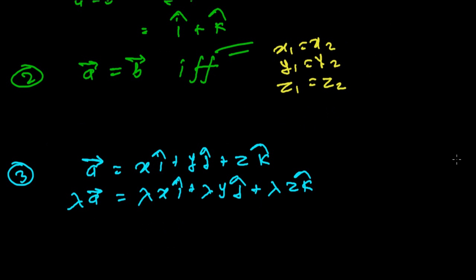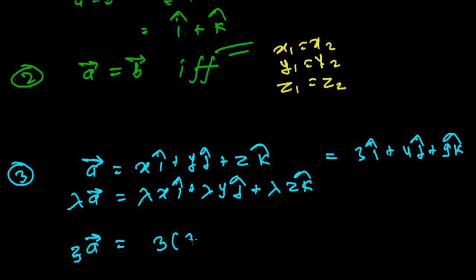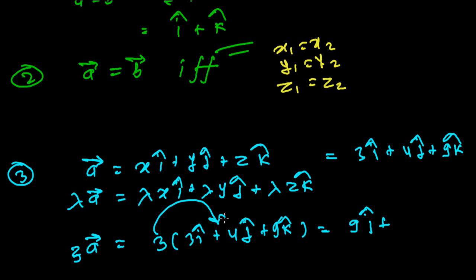In a similar way, if I have a vector, let's say vector a equals 3i cap, 4j cap, and 9k cap, and if I want to multiply it by, let's say, 3, so 3a, then that time it will be 3 times 3i cap, 4j cap, 9k cap. It means it's going to be 9i cap plus 3 times 4, that is 12j cap, and 3 times 9, that is 27, so 27k cap. Simply, it's going to multiply all the coordinates.